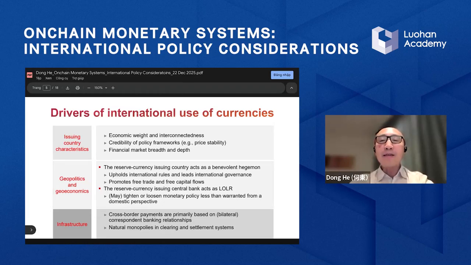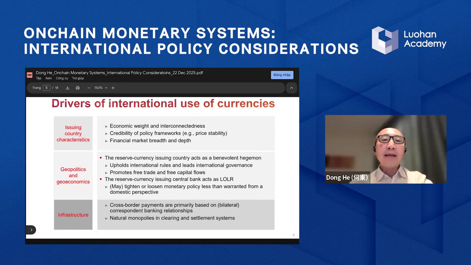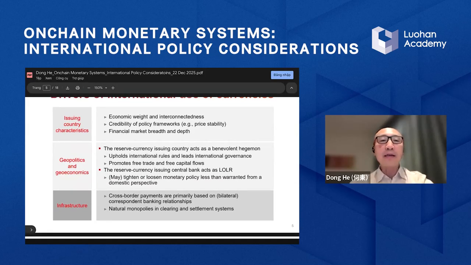If we think about the international monetary system, as I mentioned, it's a collection of individual monetary systems, and that, again, is based on a whole set of institutional arrangements. And there are different drivers behind the use of the dollar as the primary international reserve currency. That reflects the issuing country's characteristics, for example, its economic weight and interconnectedness.